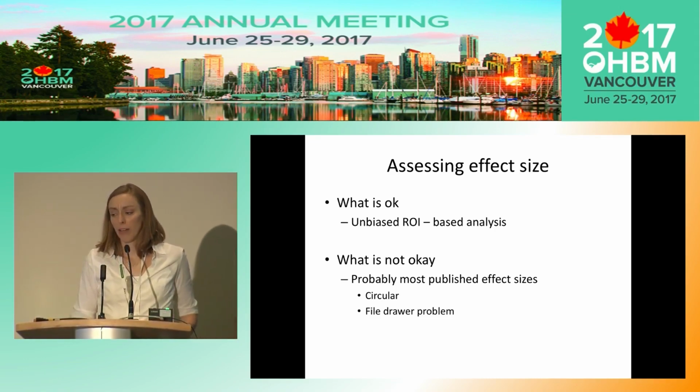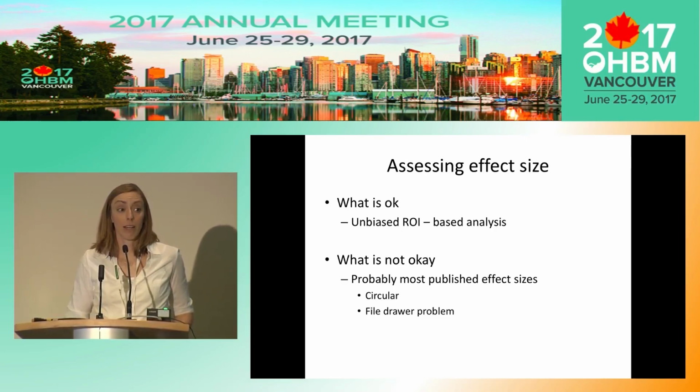What's not okay, unfortunately, is probably most published effect sizes. There's still a lot of circular analyses that occur. I'm not against looking at your data in the ROI. I am against publishing the slope or the mean or whatever, because I think that's misleading. So you do have to look out for numbers that are based on circular analyses.